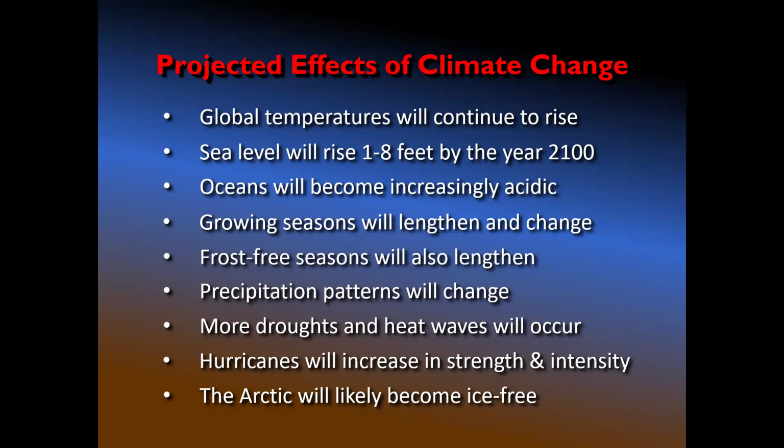Growing seasons will potentially lengthen and change. Frost-free seasons will also lengthen because the temperatures are increasing. Precipitation patterns will change because that's driven in part by temperature and air patterns. It's likely that more droughts and heat waves will occur. Hurricanes will increase in strength and intensity, as may very well be happening now. And at some point, eventually, the Arctic is expected to be ice-free.